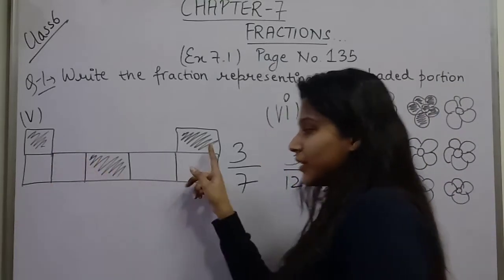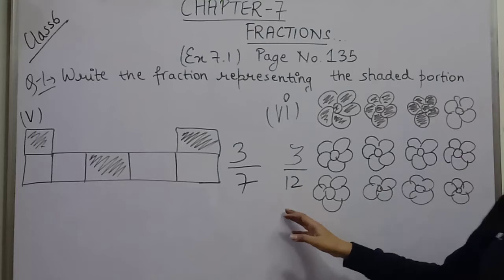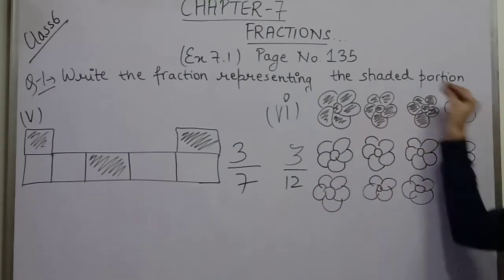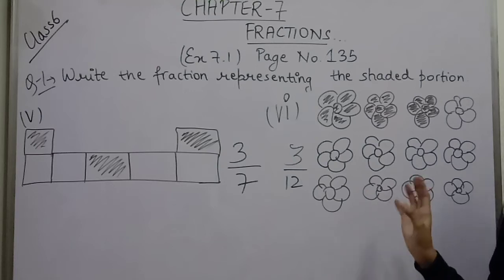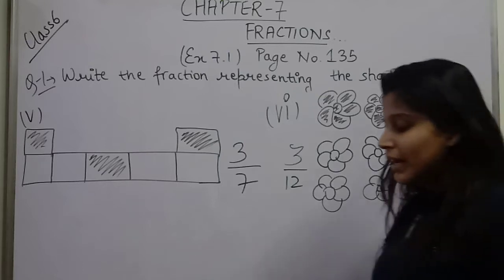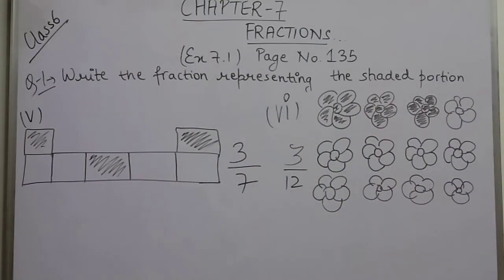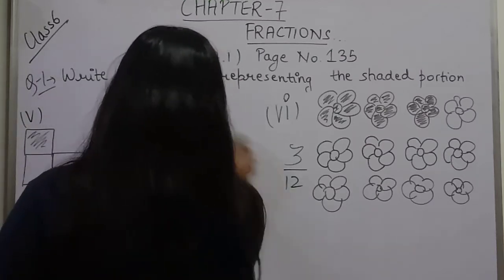Okay, so I hope the fifth and sixth parts are clear to you. In the fifth part, 3 parts were shaded out of 7, so 3/7. In the sixth part, 3 flowers were shaded from 12 flowers, so 3/12. Please pause the video to note this down. Then we'll be moving further. So now the 7th and 8th parts.